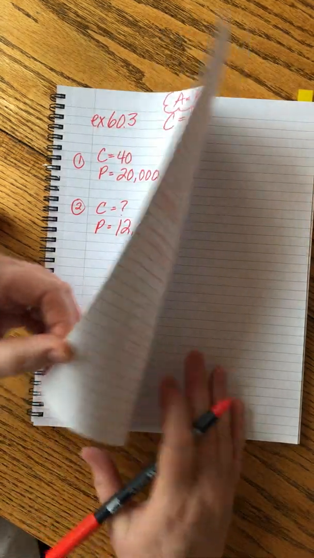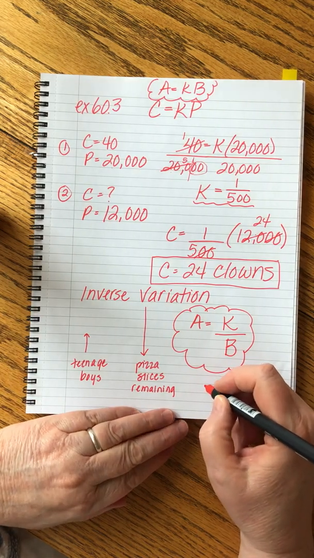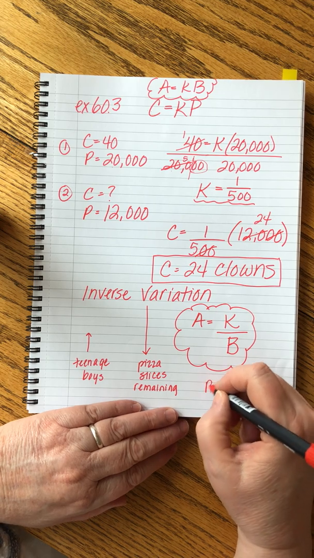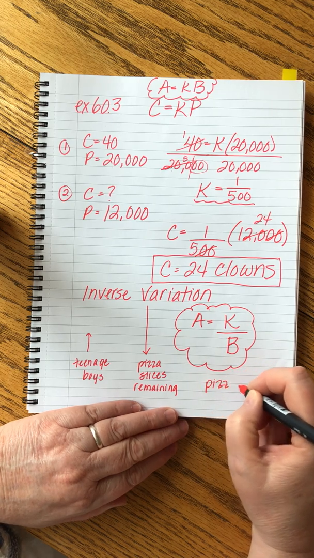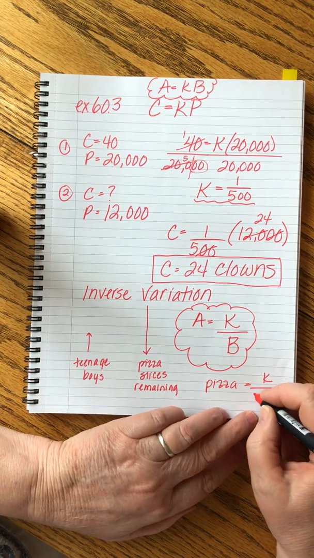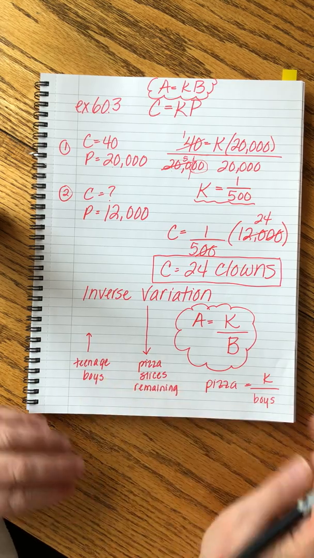And we just have one of these. Oh, I should write this too. The number of the slices of pizza will be the constant divided by the number of boys. Right? That's the way we would use this formula in this little story.